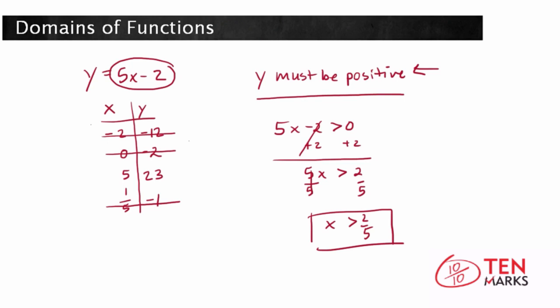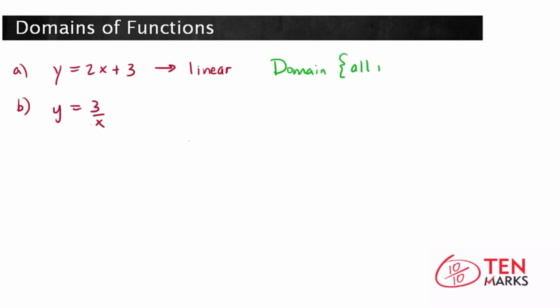Now for the last problem, you'll use the domain to identify the function. Look at the equation y equals 2x plus 3 and the equation y equals 3 divided by x. Y equals 2x plus 3 is a linear equation. When graphed, it produces a straight line. You can put any value of x into the equation, and you will get a single value of y out of the equation. So the domain of the first equation is all real numbers.